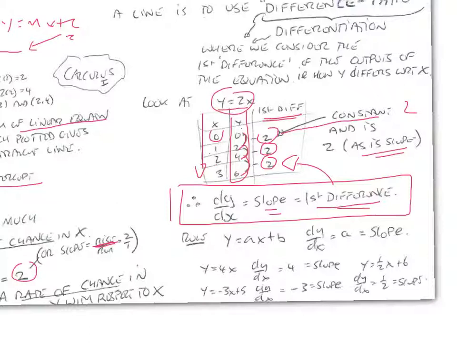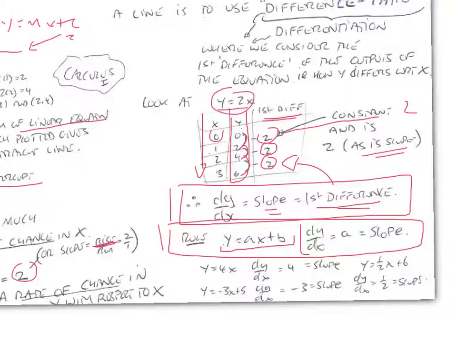Okay, and there's just this rule now that we're going to take on board, a very important rule: for a linear function in the form y = ax + b, or sometimes we see it as mx + c, but let's go with y = ax + b, then dy/dx is equal to a, which is equal to the slope. So if y = 4x, dy/dx, the slope, is equal to 4. If y = -3x + 5, dy/dx is equal to the slope, -3. If y = half x + 6, dy/dx is simply equal to the a value, a half, the slope.